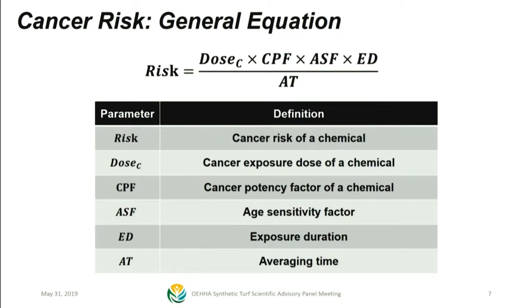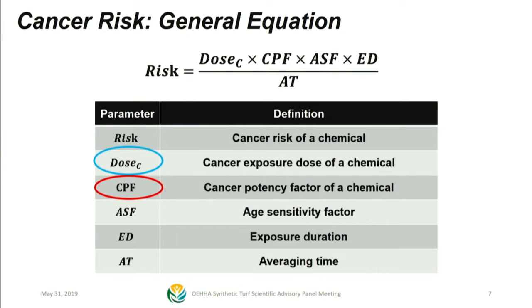Shown here is the general skeleton for the cancer risk equation. The cancer risk for a chemical is an estimated probability of adverse human health effects occurring from exposure to a chemical. The risk is equal to the non-cancer dose times a potency factor times an age sensitivity factor times an exposure duration over an averaging time. The cancer dose represents a lifetime exposure dose of a chemical.